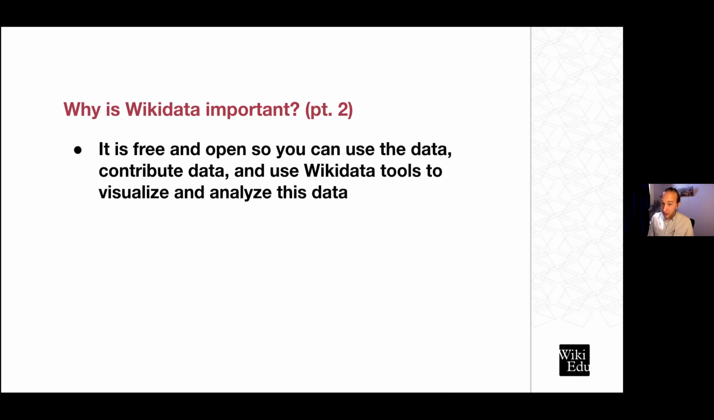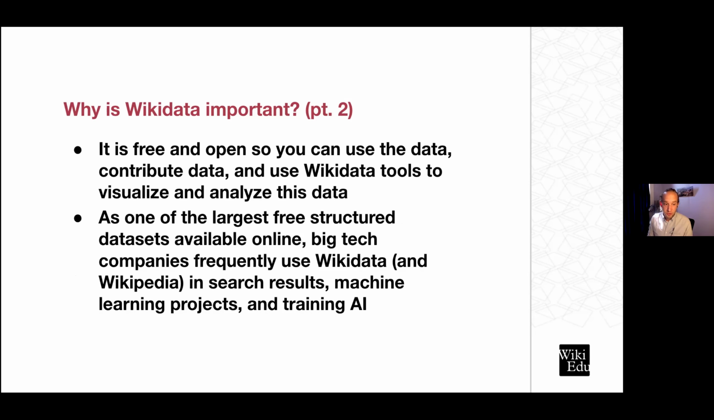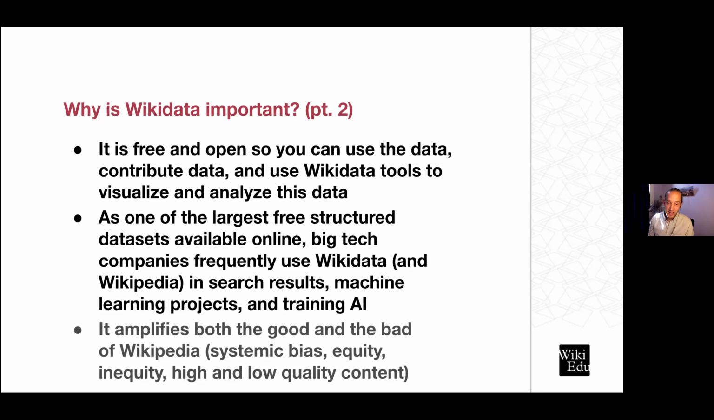Wikidata is important because it's free and open, so you can use the data, you can contribute data, and use a whole suite of tools associated with Wikidata to visualize and analyze the data itself. And as one of the largest free and structured data sets available online, big tech companies frequently use Wikidata and Wikipedia in search results, machine learning projects, and for training artificial intelligence. And as a result of this, Wikidata amplifies both the good and the bad of Wikipedia: systemic bias, inequity, and both high and low quality content.